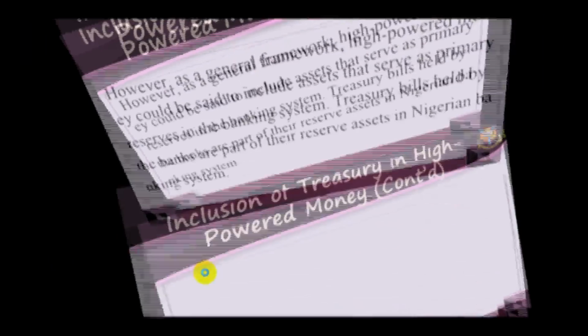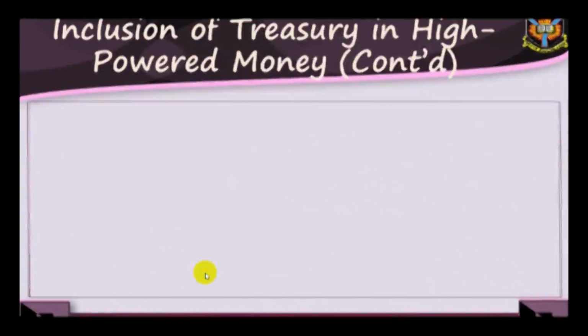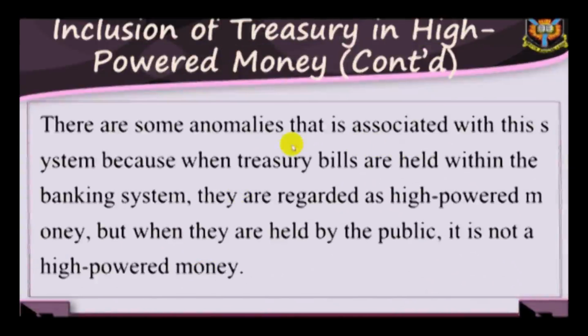There are some anomalies associated with this system, because when treasury bills are held within the banking system, they are regarded as high-powered money, but when they are held by the public, they are not high-powered money. The following is the multiplier of money supply with the inclusion of treasury bills in the high-powered money, which was recalled from Ajayi 2006.